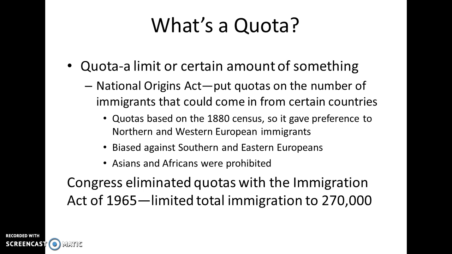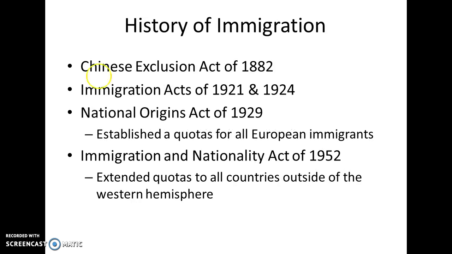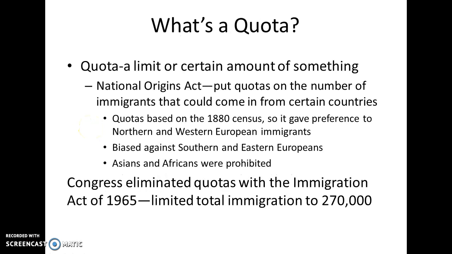Think of the word quote here, right? Like you can get an auto insurance quote, or quotient, as a math term. So a quota is a limit. It's a certain amount that you can get to. So these immigration acts started putting what's called quotas on immigrants. And I'm going to actually skip down to the National Origins Act of 1929. Basically, that put a quota on the number of immigrants that could come in from certain countries.